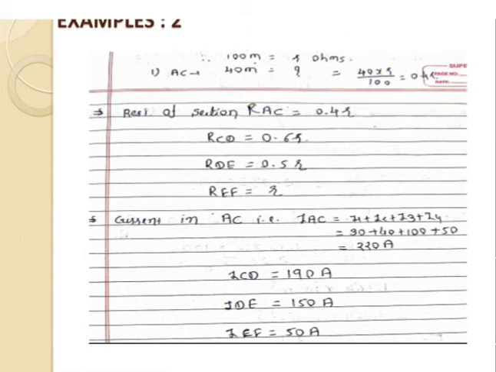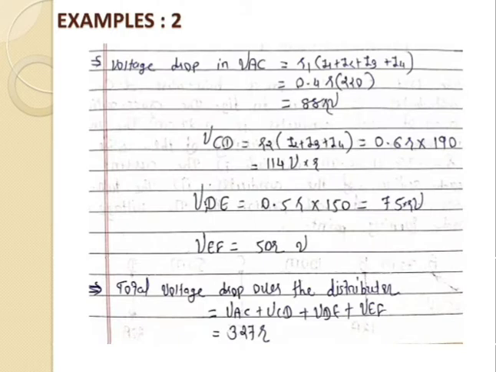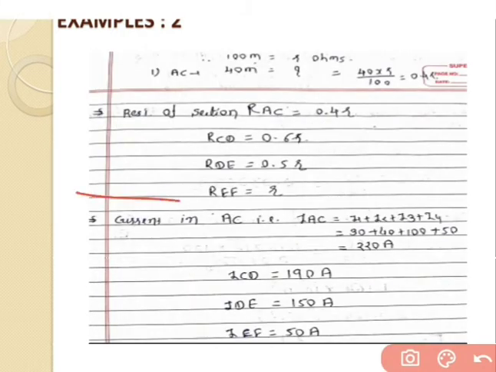Same way go for the next individual section, that is the RCD. For that we can get the answer 0.6 R. RDE has a distance of 50 meters, so we can get the answer 0.5 R. And REF is equal to R only, because the distance is equal to 100 meter.